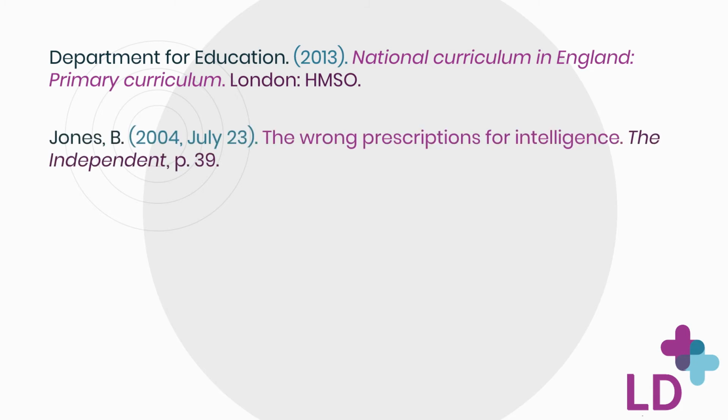Here, we have a newspaper article. For newspapers, the when information is a bit more detailed to help the reader narrow it down. In this case, the where information gives us the name of the newspaper and the page of the article.